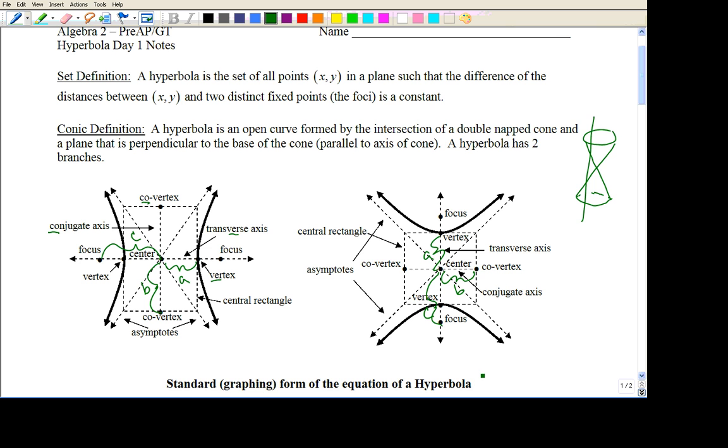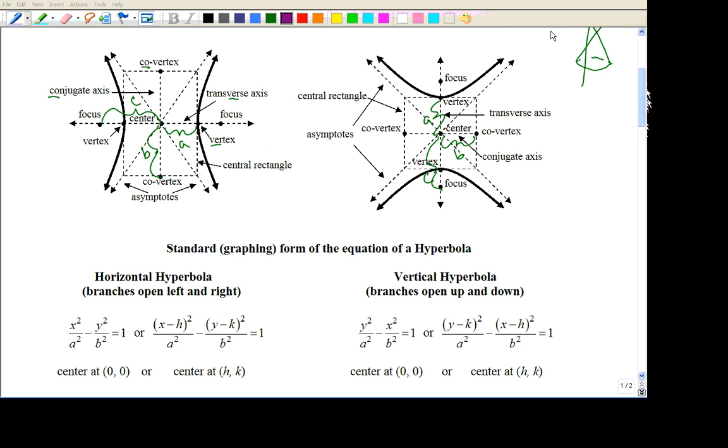Okay, so let's look at the equations of these. For a horizontal hyperbola, the branches open to the left and the right. If you're looking at this formula right here, it looks a whole lot like the ellipses, but we have a minus sign because remember we have the constant difference here. We have the x minus h squared, the y minus k squared, over a squared and b squared. So this looks just like the horizontal ellipse, except there's a minus sign.